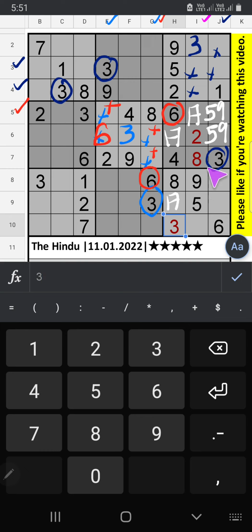Column I we have 2. So 2 can't come in this cell. 9th row also we have 2. So 2 can't come in this cell. Then 2 is confirmed here.